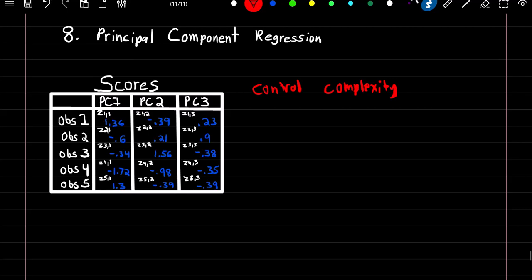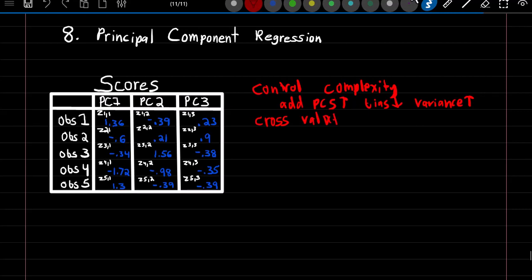You can control the complexity because when you add more principal components, your bias will decrease, but your variance will increase. So one way to control the variance of your model is just to include fewer principal components. Now, the way you choose the number of principal components you want to include is you would just use cross-validation and treat it just like you would a tuning parameter. So you would try different numbers of principal components, so say either principal component 1 and principal component 2, or principal component 1, principal component 2, and principal component 3. You would just use cross-validation with those different numbers, whichever one gets the best result.